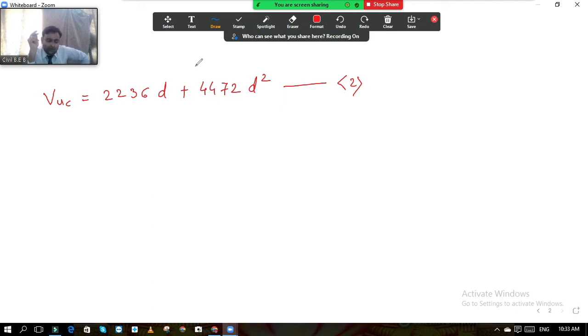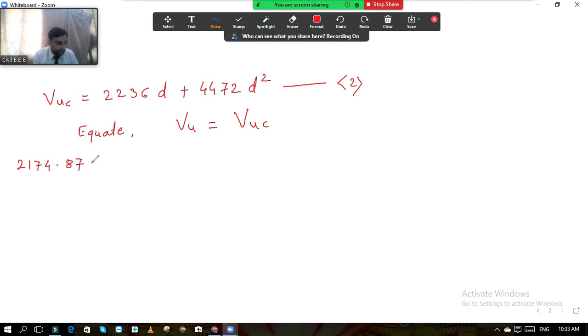Normally we provide the nominal stirrups in the footing, but here for our simplicity we will assume that whatever the shear force is generated in this footing, the total shear force is resisted by the concrete only. Therefore we are going to equate Vu, that is shear force, to shear resisted by the concrete. That is equation 1 and equation 2. So what is our equation 1?